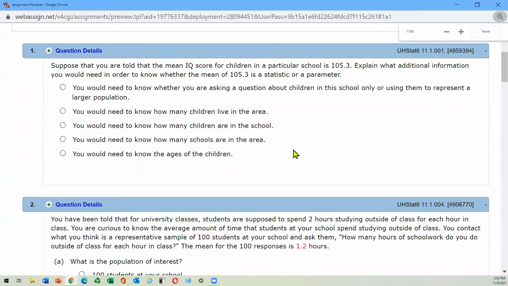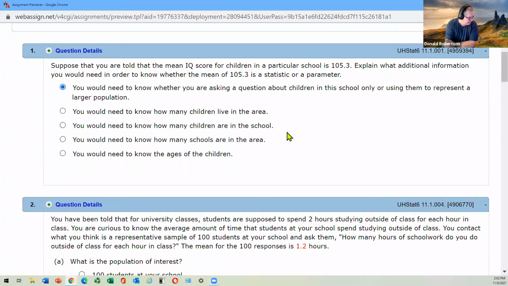Would it be that first option? It would indeed. You'd need to know whether I asked everybody in the school and got their IQ, or whether I just took a sample of 100 kids. Because if it was everyone, wouldn't that be a population parameter? You asked everyone and you got the average IQ. If I only took 100 out of the school, wouldn't that be called a sample? A parameter is a population, a sample is a statistic, and that was it.